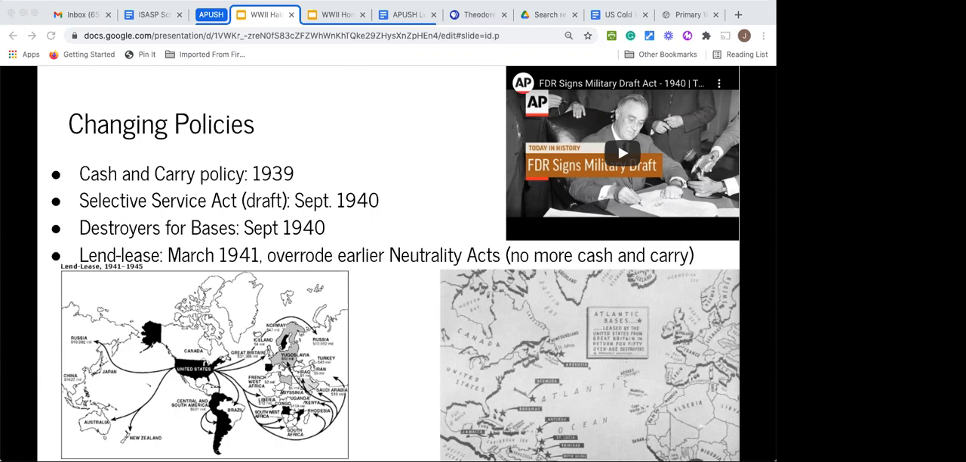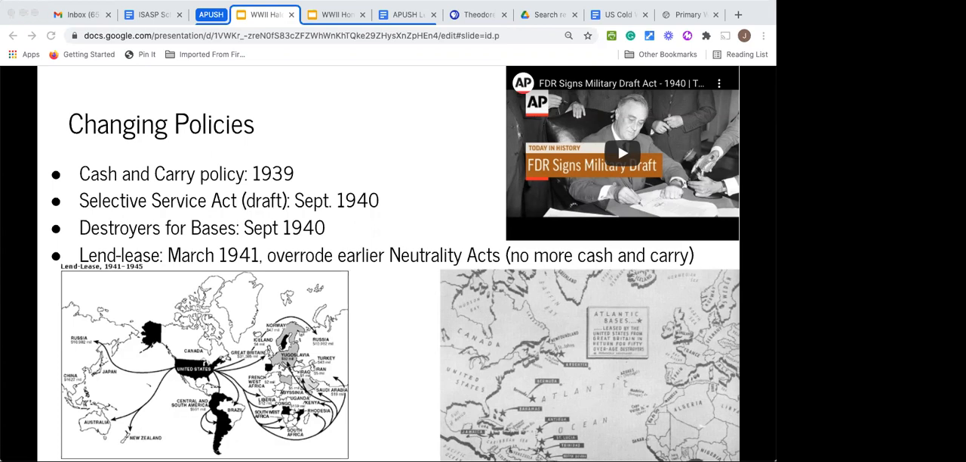So then we have the draft, okay? The draft in September of 1940 was the first peacetime draft that we had ever had for the United States. And in FDR's speech explaining to the American people why we had it, he said it was for defensive measures only, okay? At first, the draft was for men aged 21 to 35. And then as the war got started, we extended it to 18 to 45, okay? And so we see the first peacetime draft with the Selective Service Act.